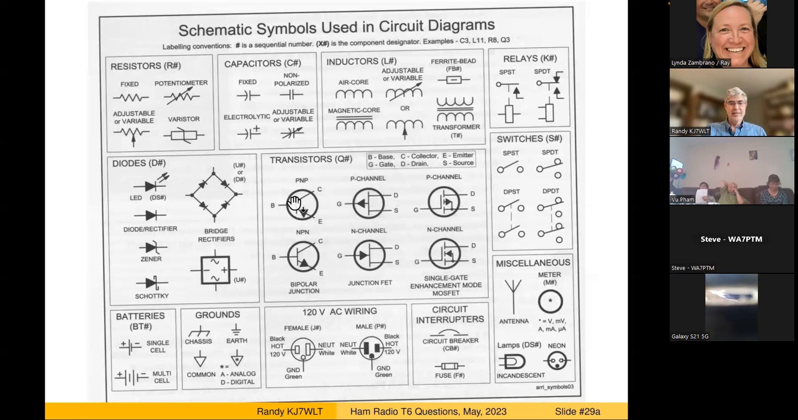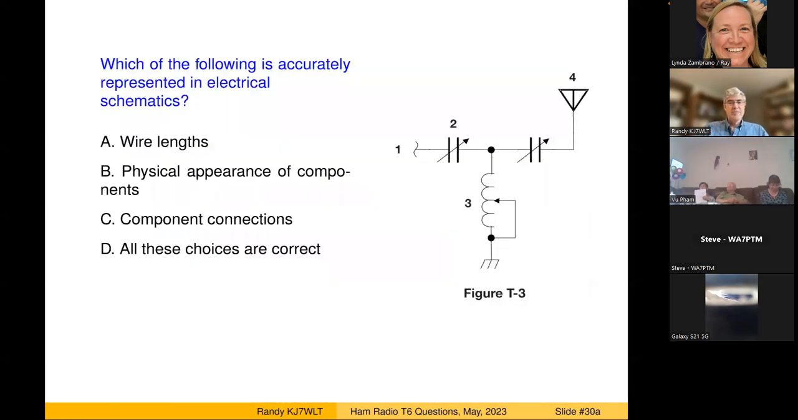And then there's various kinds of transistors that are all these circles with three lines coming in. Switches, an antenna, a lamp, batteries, grounds, wiring systems. I think this picture came right out of the technician class license book, but you can find lots of other figures on the web that have a huge number of different specialized components. So it's good to be familiar with the basic ones because there are several questions that show you a schematic diagram and then ask you to identify various components in it.